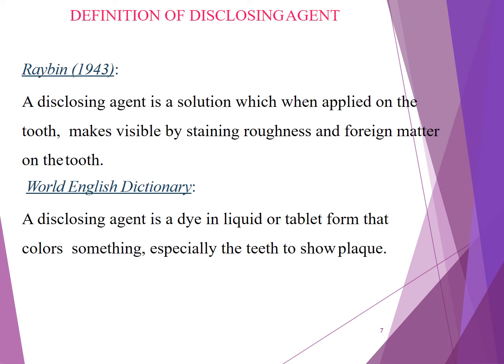Now, definition of disclosing agent. According to Rabin in 1943, a disclosing agent is a solution which, when applied on the tooth, makes visible by staining, roughness and foreign matters on the tooth. According to the World English Dictionary, a disclosing agent is a dye in a liquid or tablet form that colors something, especially the teeth, to show.